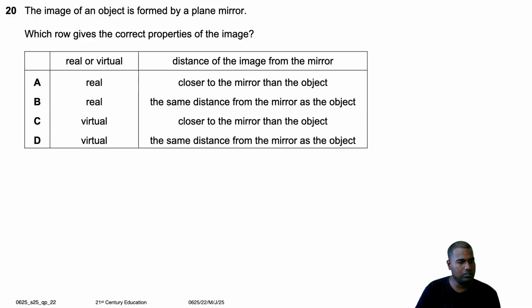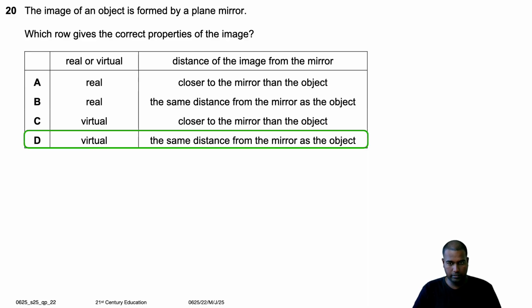Image of an object is formed by a plane mirror. In a plane mirror, it's a virtual image because you can't project it on a screen, and the image will be at the same distance from the mirror as the distance of the object from the mirror. So it's D.